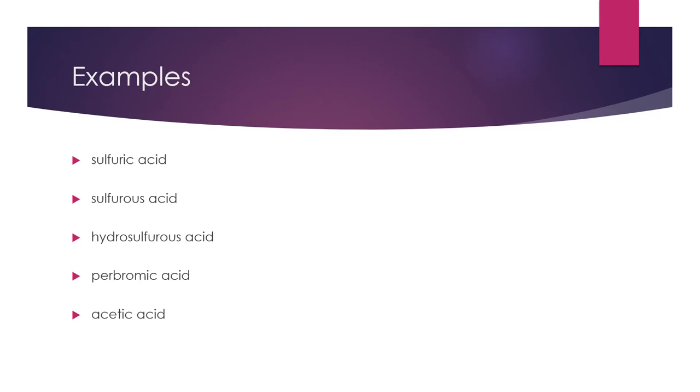Here are some examples. You might want to stop the recording and try these on your own. The first one, the anion is sulfate, H2SO4. The second one, the anion is sulfite. And of course, since both sulfate and sulfite have a 2- charge, you need 2 hydrogens to go with each of them.